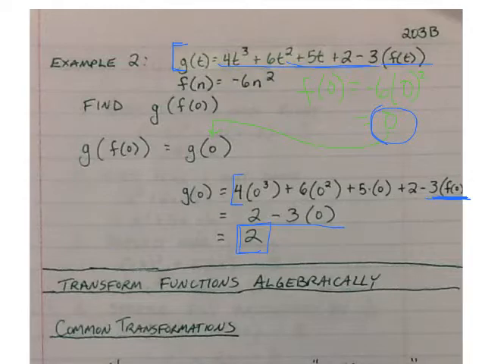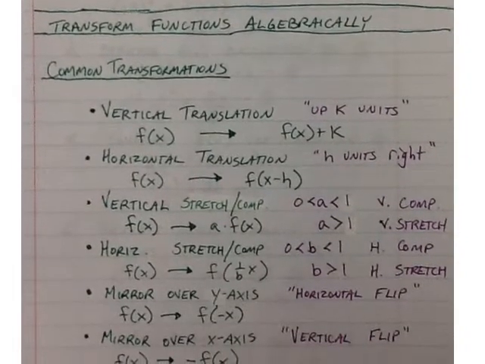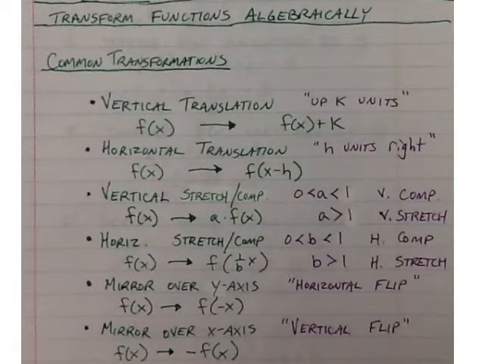All right, the second part of the skill is transforming functions algebraically. I went over this a little bit in skill 202, but some common transformations: vertical translation, when we're moving a function up or down, looks like the function plus k, and that means move up k units. A horizontal translation would be f of x minus h, which means move h units right.